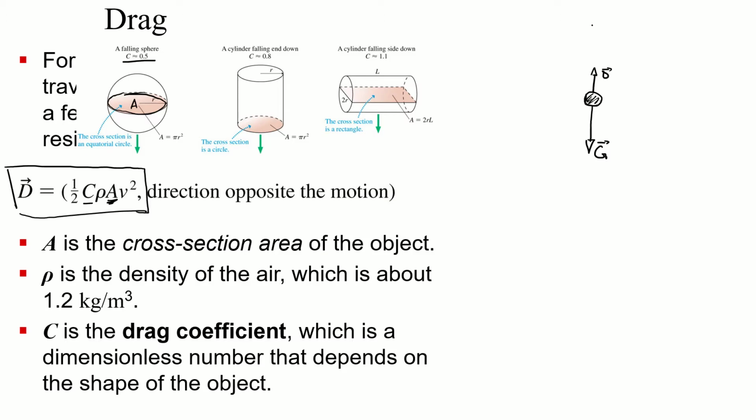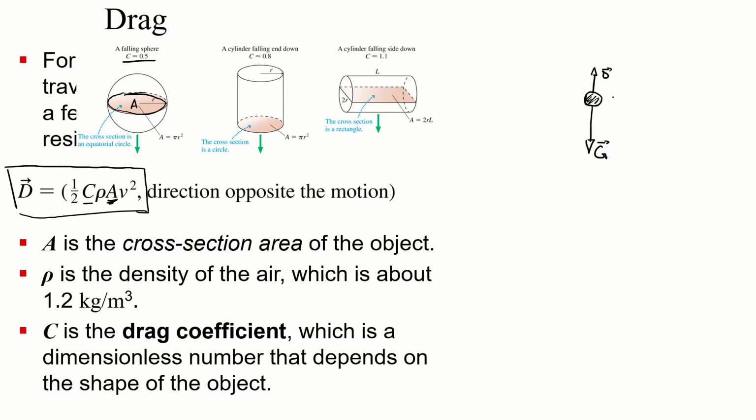Now, when we drop that ball, it's going to slowly start to speed up. When we first let it go and it's not moving, we have gravity pointing down, and there's no drag force. Velocity is 0, and then as it speeds up, that drag force is going to get bigger and bigger, and eventually, as that object speeds up, that air resistance or that drag is going to get larger and larger.